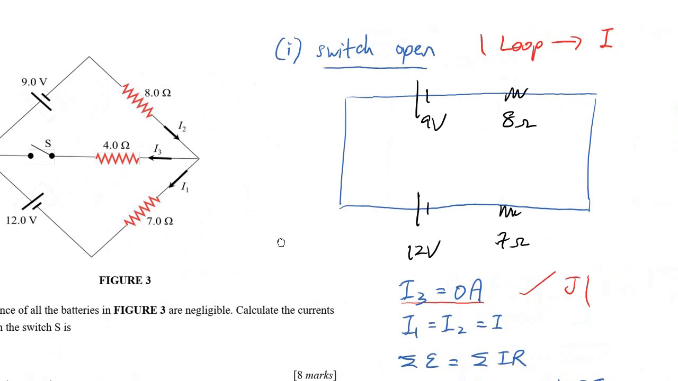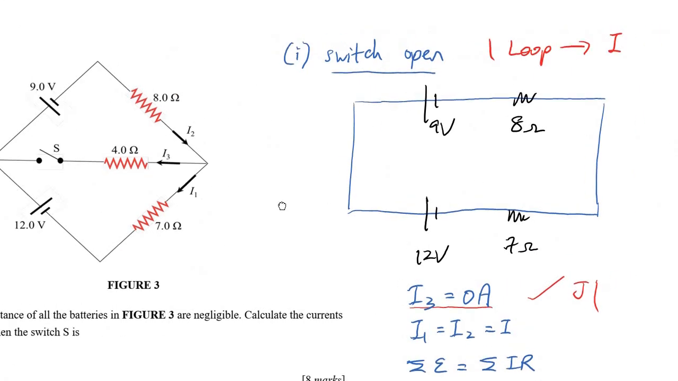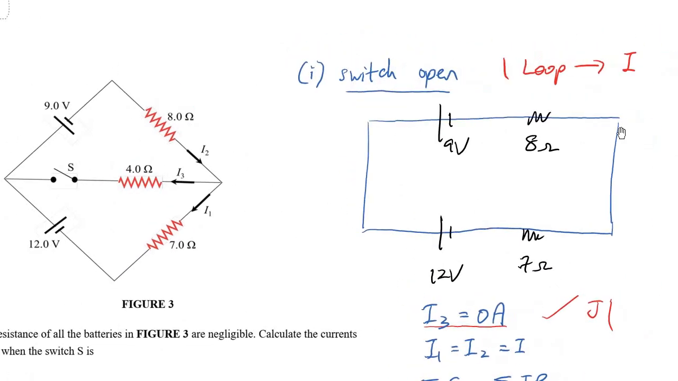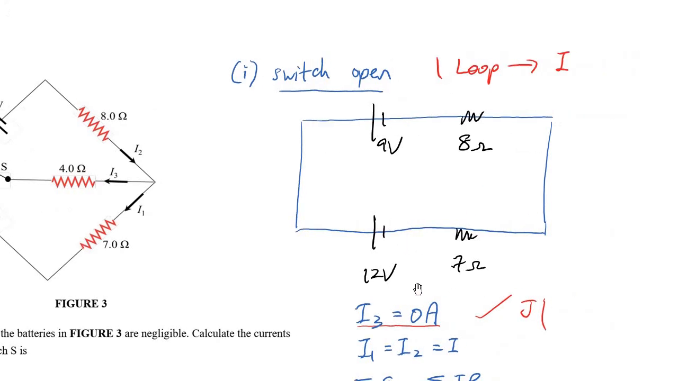So we must redraw the diagram, which is the outside loop. So this is how it looks. And then we must label the direction. For EMF, we look at the terminals. The battery is negative to positive direction.